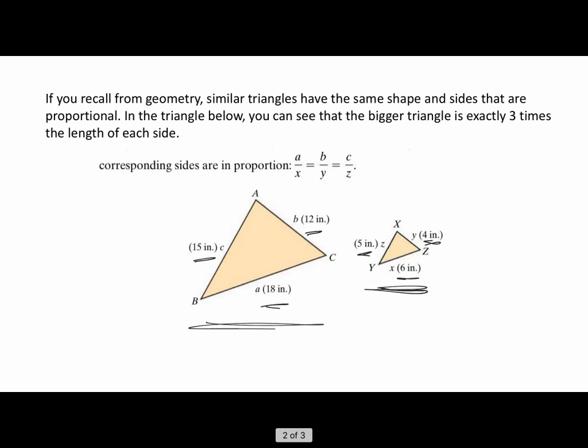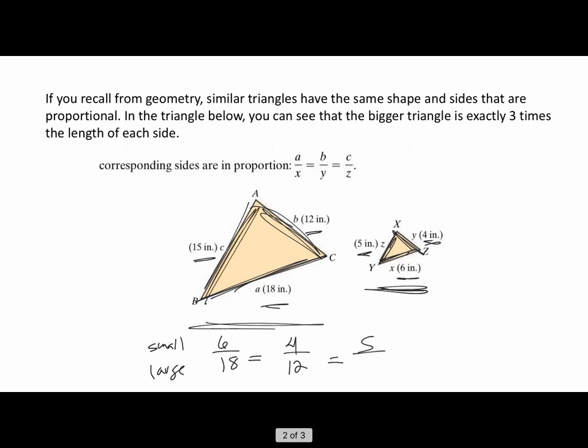So like, let's say I compared this side first. And I could do it either way. I can do small to large or large to small. I just have to stay consistent. So say I did small to large, that's 6 to 18. And the other side here, that's 4 to 12. And then that last side there, that's 5 to 15. And you'll see that those are all the same.